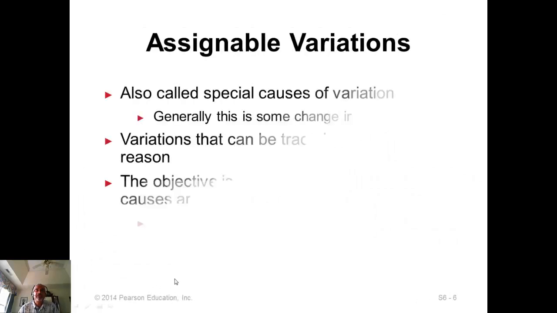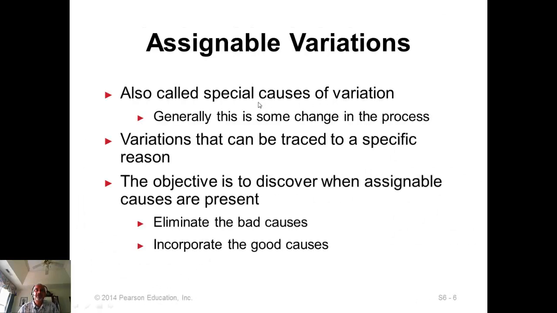Assignable variations are also called special causes of variation. Generally this means the production process has changed from what has been set, what is the normal condition of operation. These are variations that can be traced to specific reasons, and these could be bad reasons, in which case you eliminate them. If these are good causes, then you want to replicate them or make them part of the production process.